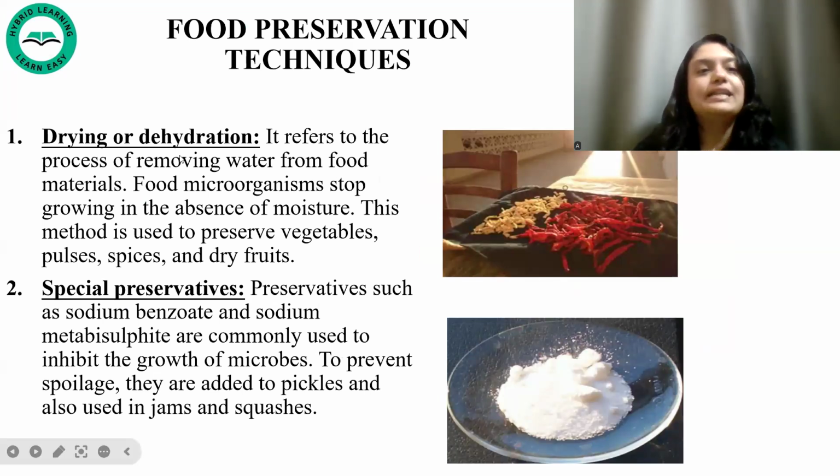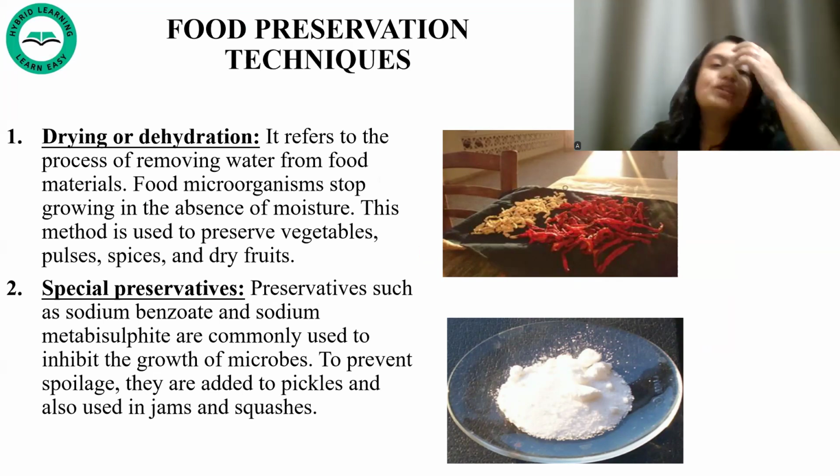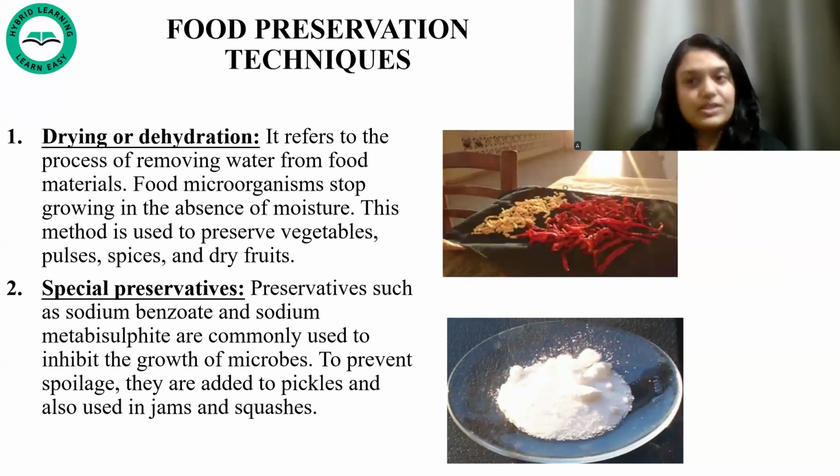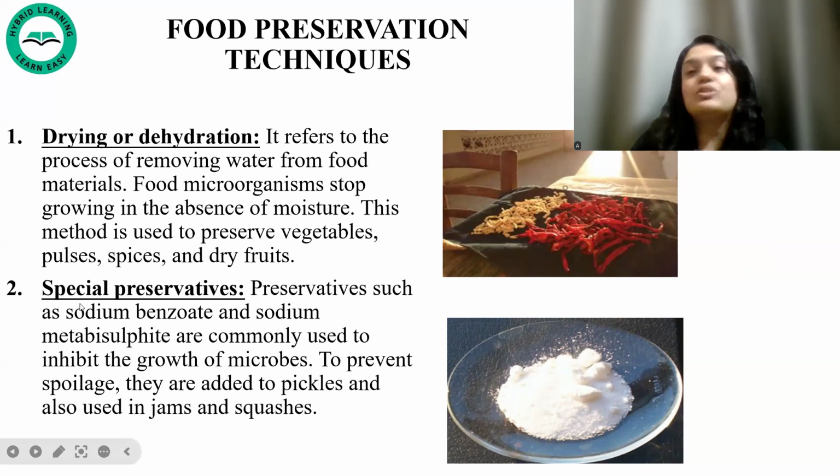First is drying or dehydration. It refers to the process of removal of water from the food materials. Why? Because microorganisms cannot grow if there is no moisture. As a result, if we use this drying or dehydration method, then we can stop the growth of microorganisms. Now, this is a very common technique which we can use to preserve our vegetables, rice, fruits, dry fruits, etc.